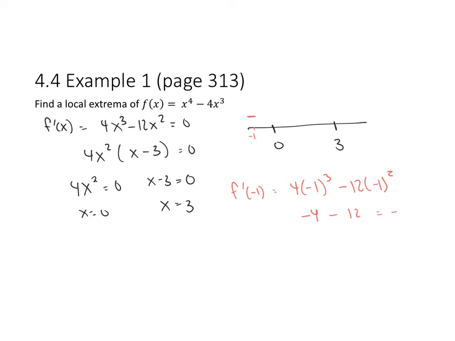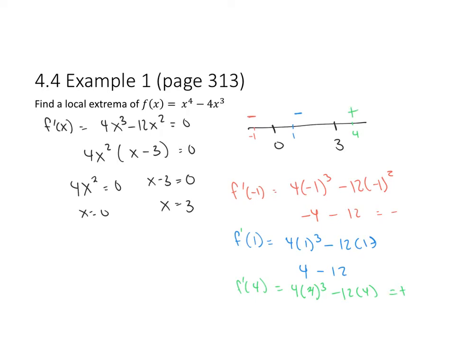Now let's test a number in between the interval of 0 and 3. Again, 1 is a nice easy number to test. It does not matter which number you choose in between the interval. It's generally just easier to choose numbers that are easy to test. So 4 times 1 cubed minus 12 times 1. Let's see, so that's 4 minus 12. That's also negative. And then let's pick a number bigger than 3, so maybe 4. So f prime of 4: 4 times 4 cubed minus 12 times 4. Well, that's going to be a positive.